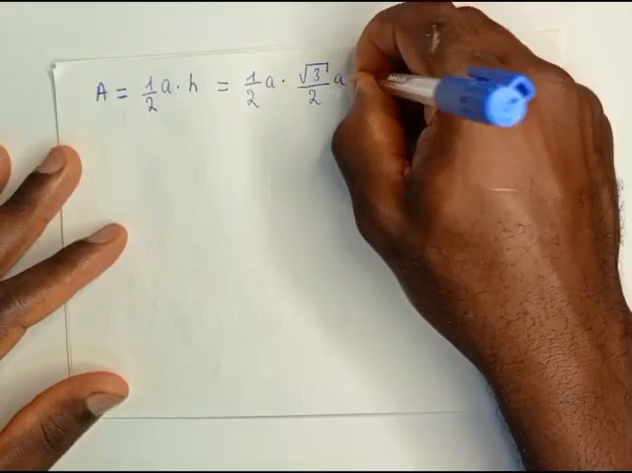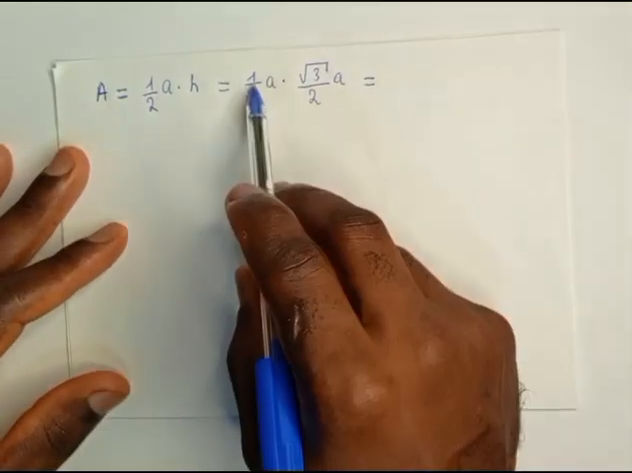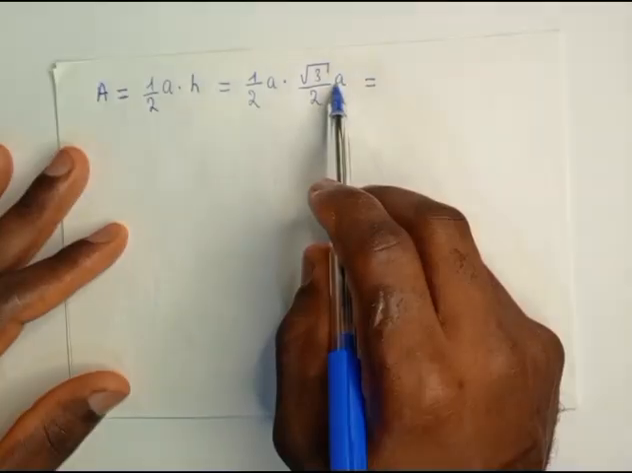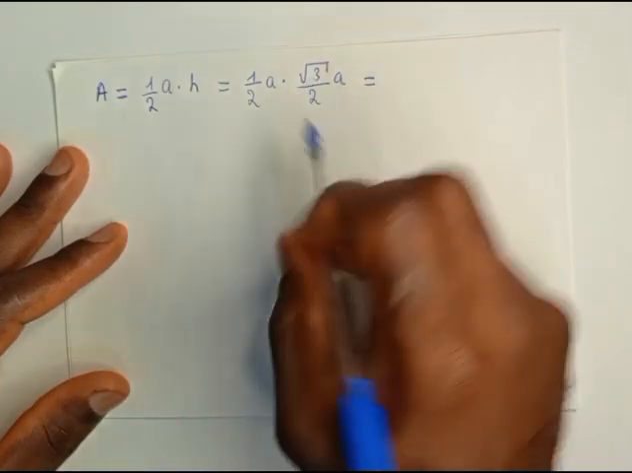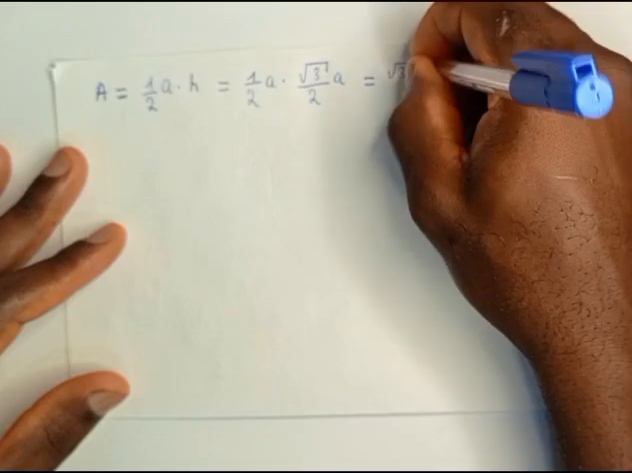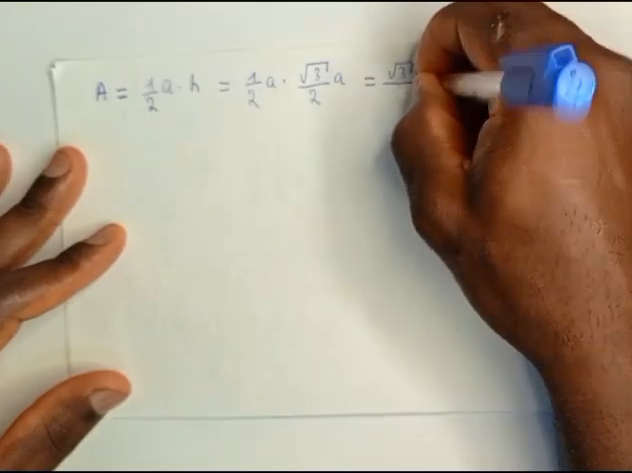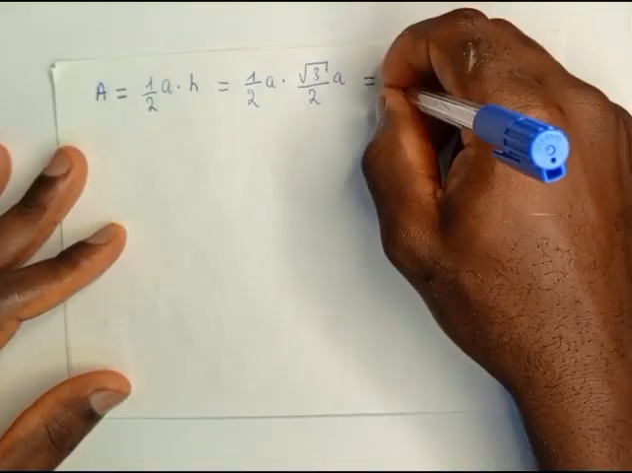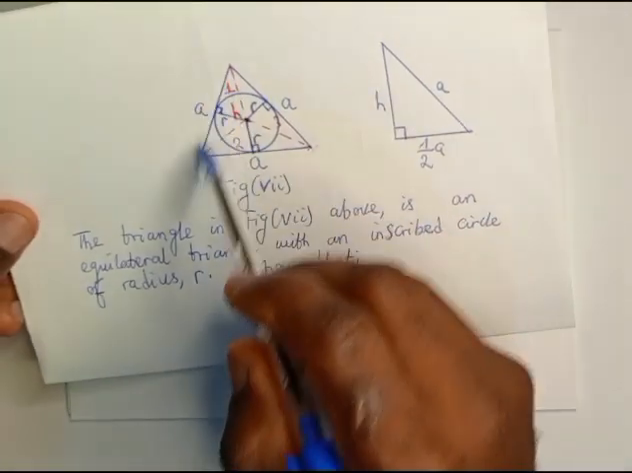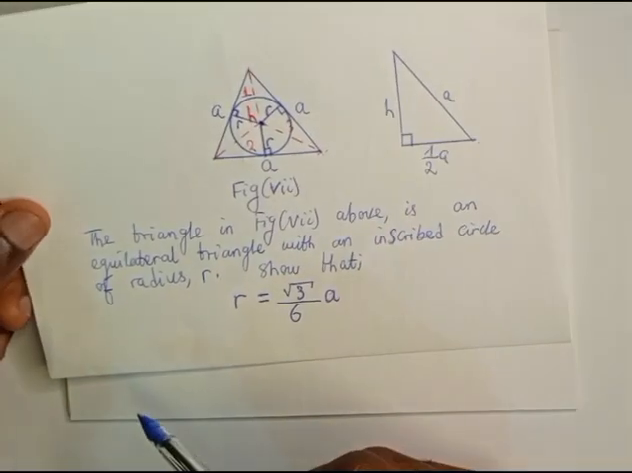This will simply be equal to a half e times root 3 on 2a. A times a is e squared. Root 3 e squared at the numerator, all over 2 times 2 at the denominator gives us 4. This will be the area of this equilateral triangle.